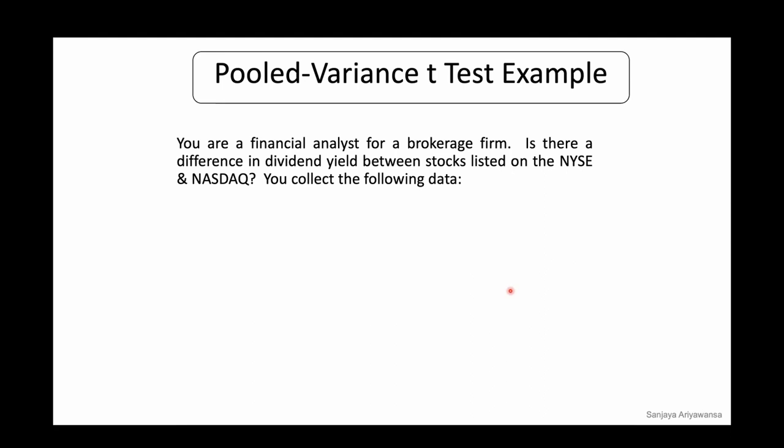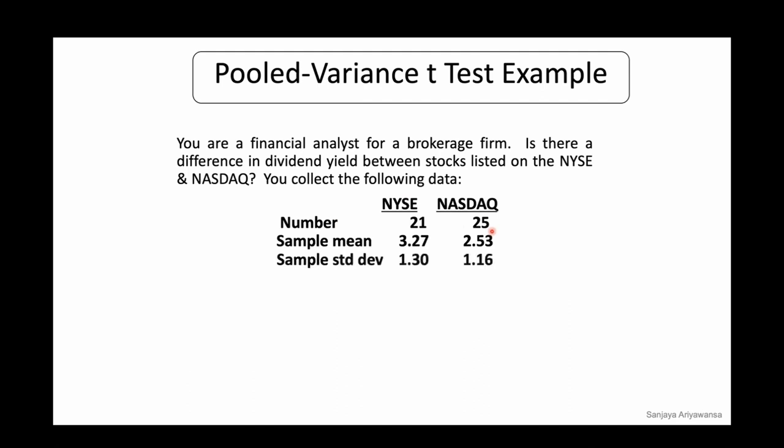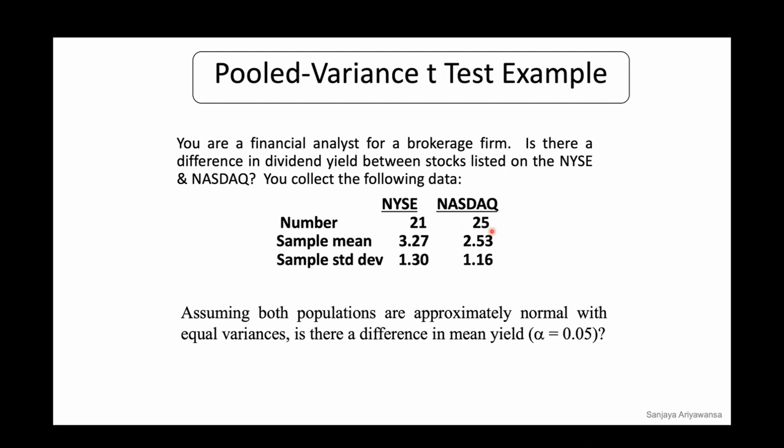So what is the question asking? Is there a difference in the dividend yield between stocks listed in these two particular stock exchanges? So you're given the number of stocks that you invested in NYSE and Nasdaq, 21 and 25. You're told the sample means. And you're given the sample standard deviations. You assume both populations are approximately normal with equal variances.